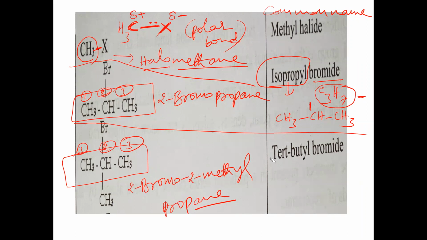But what is the common name? Tertiary butyl bromide. Tertiary means, as I told, 3 degree. 3 degree butyl. What does 3 degree butyl mean here? In this case, the 3 degree butyl group is given like this.